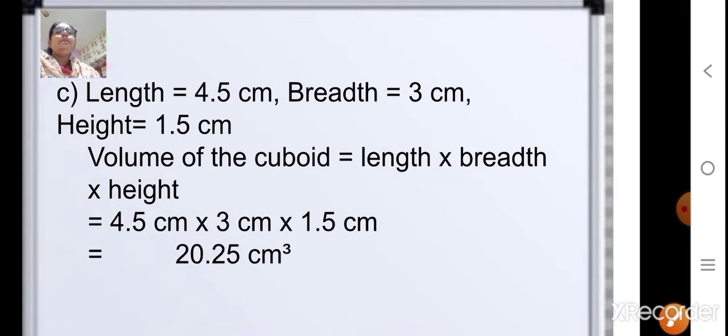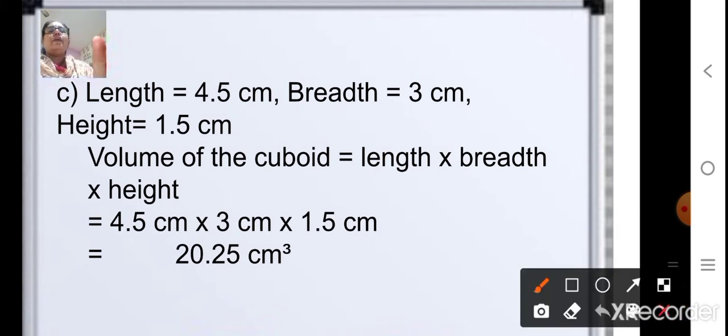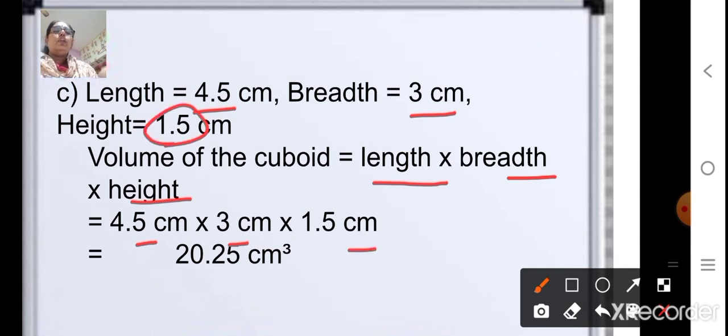Volume will always be written in cubic centimeter, that is centimeter cube. Coming to the next sum. Now here the length is 4.5 centimeter, breadth is 3 centimeter and height is 1.5 centimeter. Again, to find the volume of a cuboid, your formula is length into breadth into height. So that means 4.5 into 3 into 1.5. When you multiply all the 3 numbers, you get the answer as 20.25 centimeter cube, or you can say cubic centimeter. That is, after 2 decimal places, you have to place the decimal point.